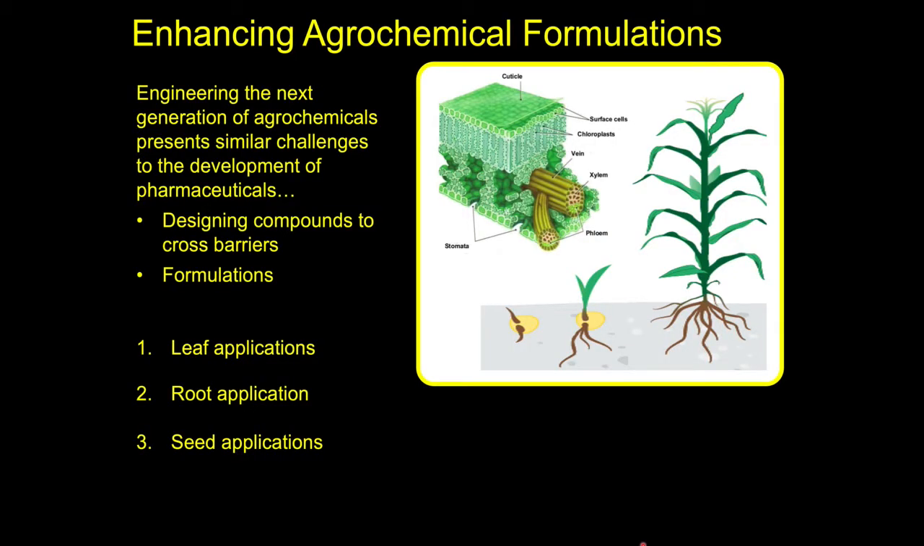If we look at agrochemical formulations and what we might want to achieve, there are three main areas in which we've been working. We've been looking at the application of agrochemicals on the leaf surface, the application at roots, and we've also been looking at the application onto seeds. In all of these different areas, what we're trying to achieve is to visualize the movement of the agrochemicals across the various barriers that the plant puts up against the diffusion of molecules.